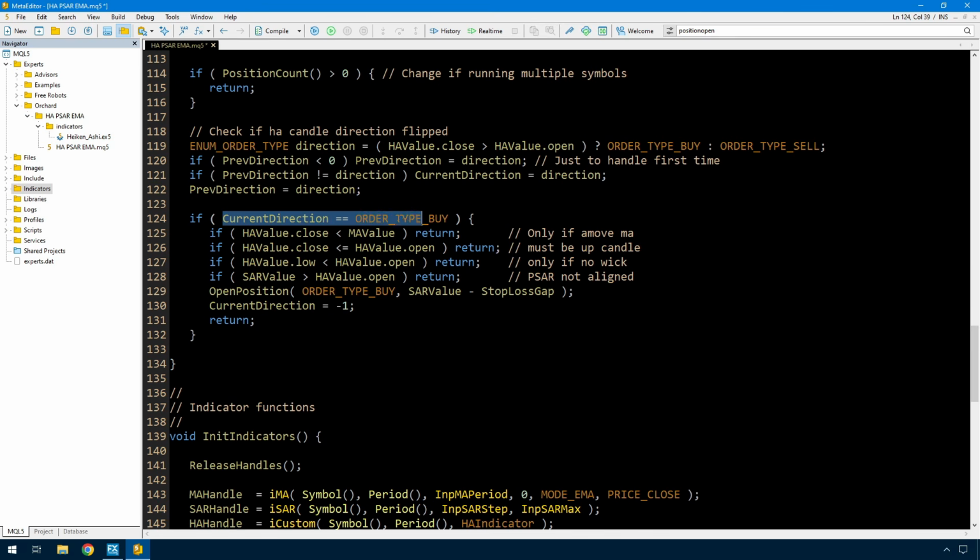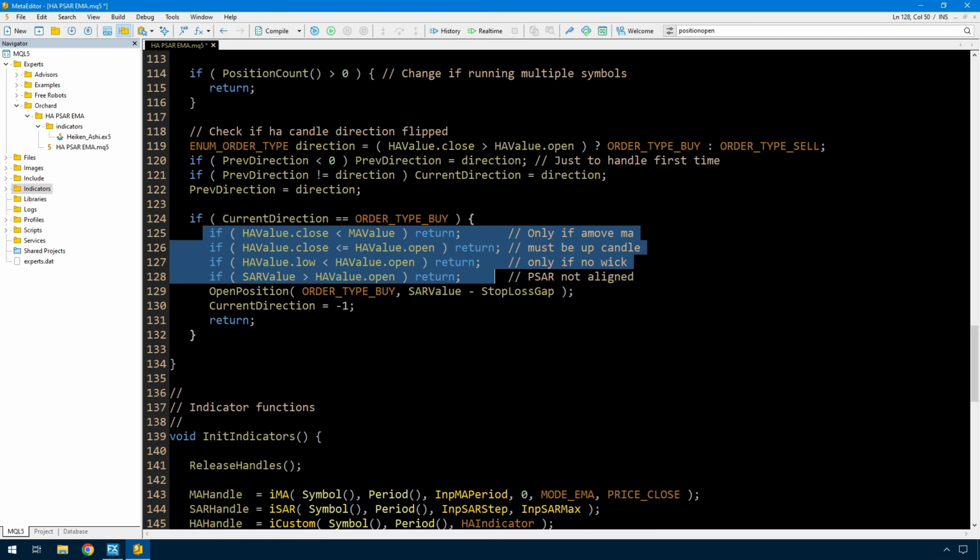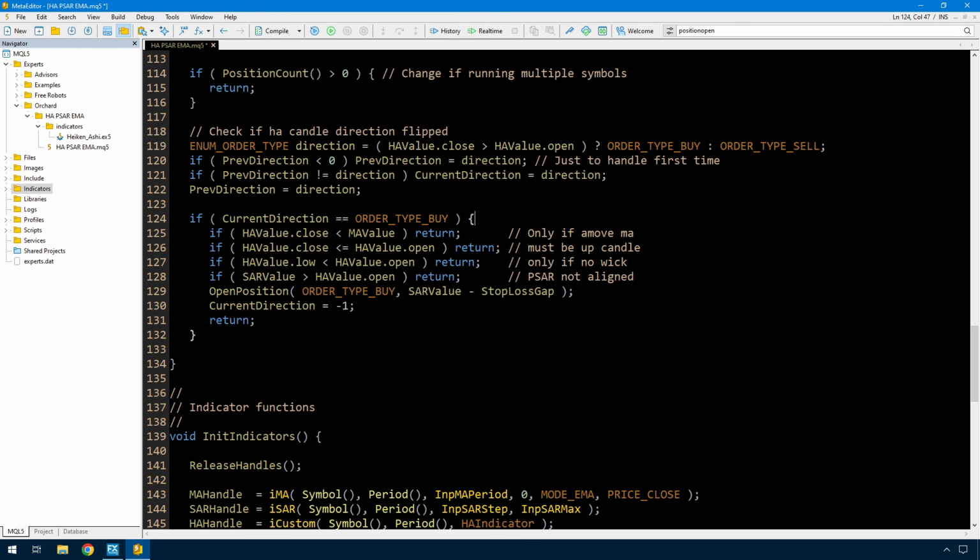So if the current direction is order type buy, then I'm looking for a long setup. And I've put all of these conditions into separate statements, but if you wanted to, you could condense them into a single line. I just find this easier to read, and I thought it would be easier to show in the demonstration. So the first condition, if the close is less than the moving average value. Remember, we're saying the price must be above the moving average for a buy and below for a sell. So if it's less than the moving average value, I'll just return.